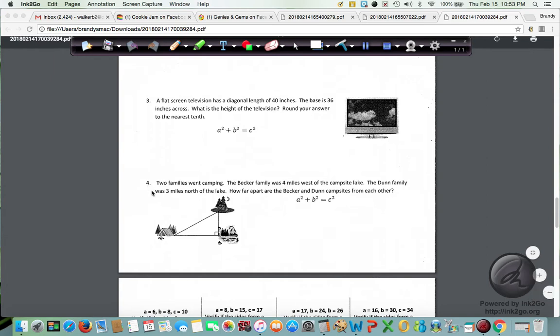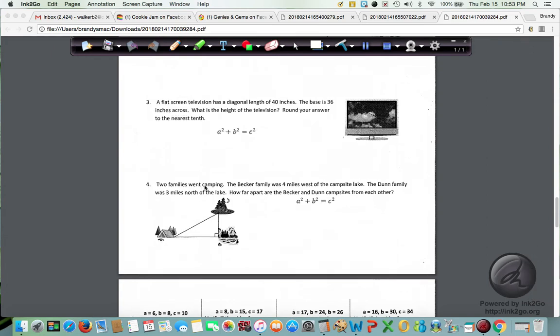All right, number 4. Two families went camping. The Becker family was 4 miles west of the campsite lake. The Dunn family was 3 miles north of the lake. How far apart are the Becker and Dunn campsites from each other? It gives you the two campsites. It gives you the lake.